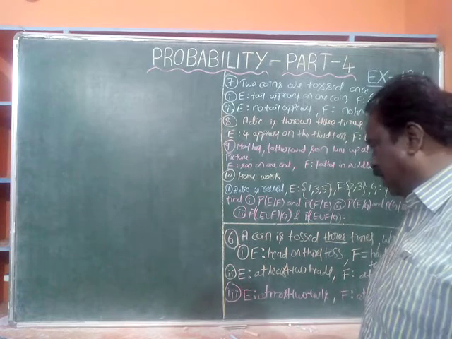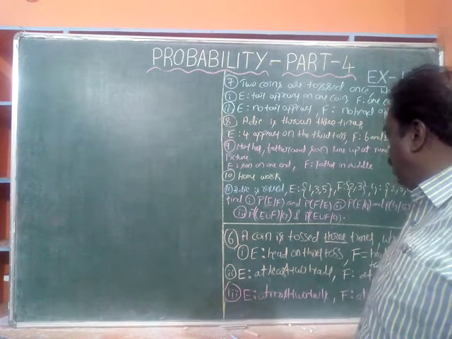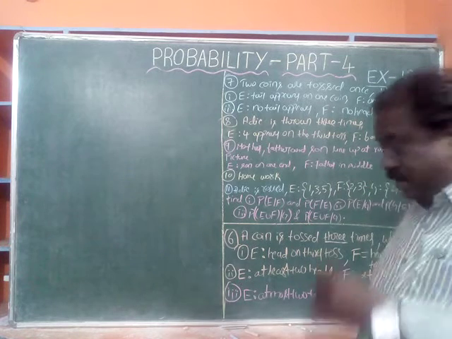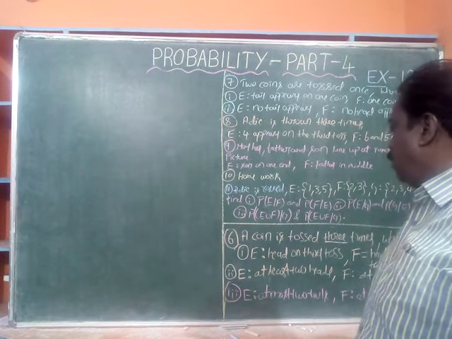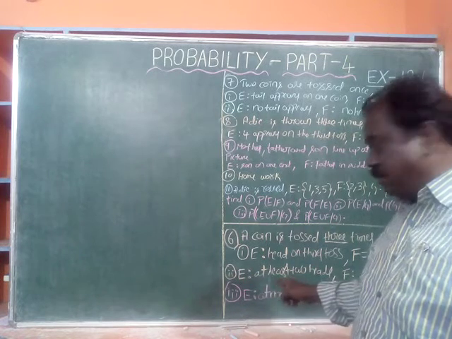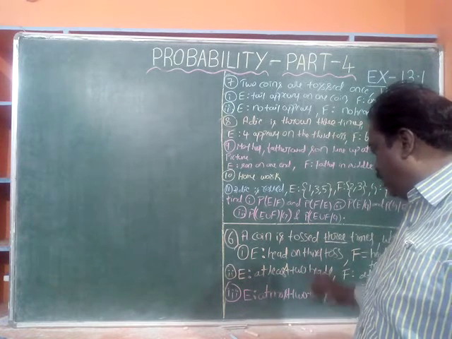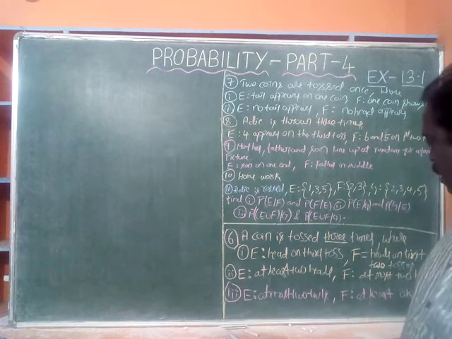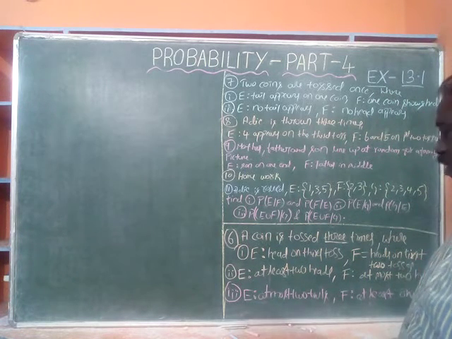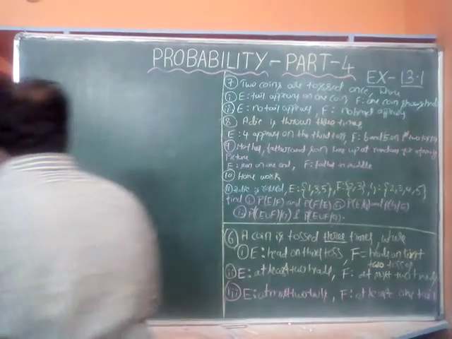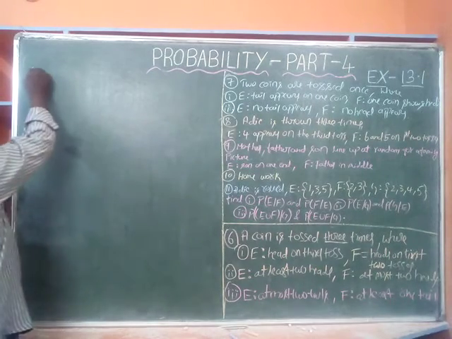A coin is tossed three times. That is the heading. In the second problem, E is the event that at least two heads appear, and F is the event that at most two heads appear. Observe the sixth one.